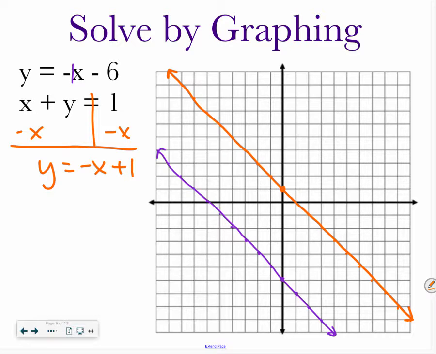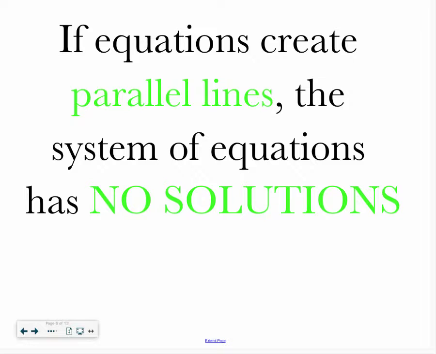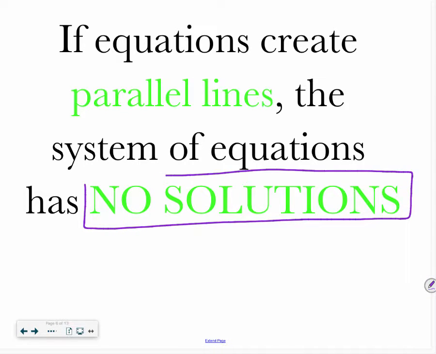Well, this is interesting, because my graphs don't touch. If the graphs don't touch, what can we assume about our solution? If the graphs are parallel like this, and the lines don't touch, then you can assume that there is no solution. If you end up with two parallel lines, you're going to say that it is no solution.